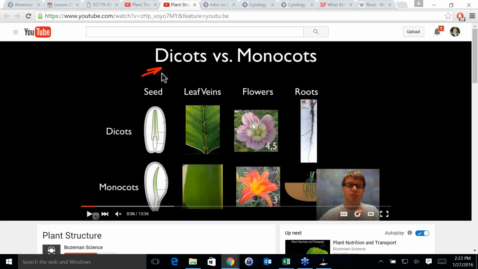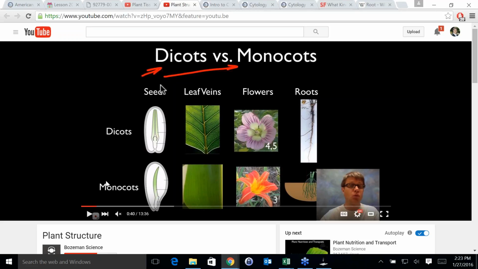Anna, the flowers have 4 or 5 petals or multiples of 4 and 5. Oh, okay. So it could have 8, 16, okay. Oh, okay, I didn't catch that part. Yeah, it's interesting. Oh, that's cool.